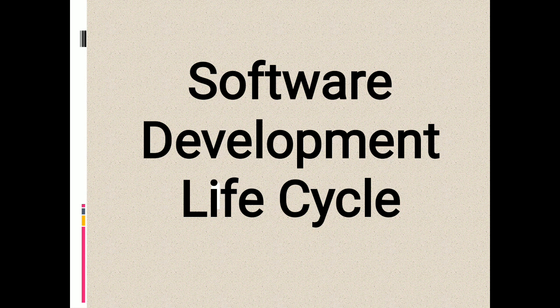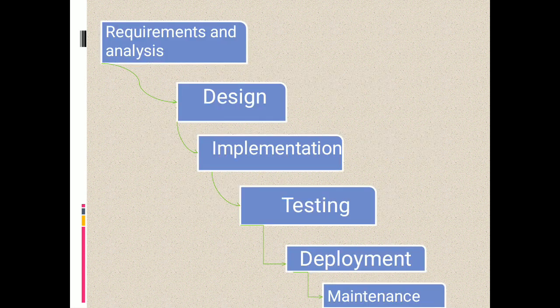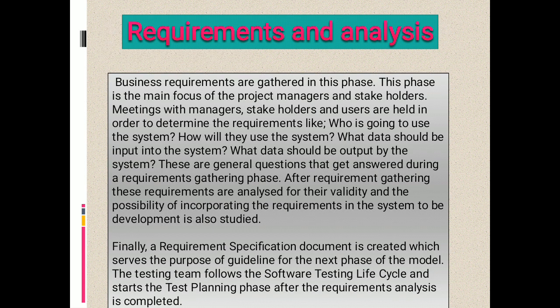There are following 6 phases in every software development lifecycle model. They are requirements analysis, design, implementation, testing, deployment, and finally maintenance. Let us discuss the first one, requirements and analysis.